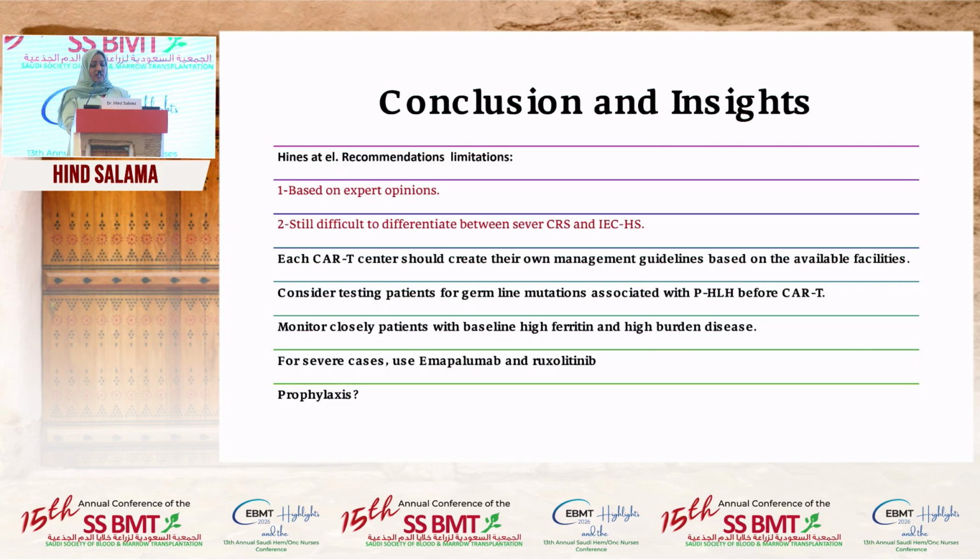Each CAR-T center should create its own management guidelines based on the available facilities. If you don't have ipilimumab or ruxolitinib, you need to use etoposide if you cannot control it. Consider testing patients for germline mutations associated with primary HLH before CAR-T, because as you see, many of the patients who developed this complication had germline mutations. Monitor closely patients with baseline high ferritin and high disease burden, because they are also at risk. For severe cases, use ipilimumab and ruxolitinib as suggested in the two published articles.